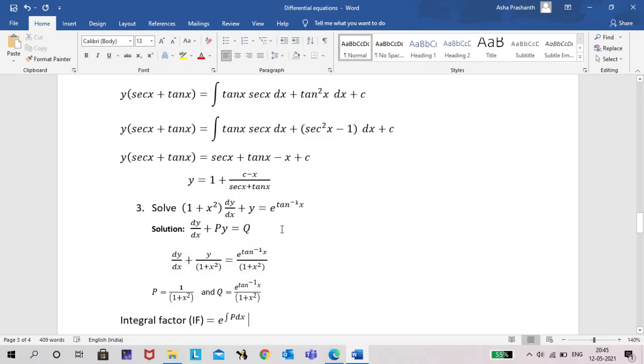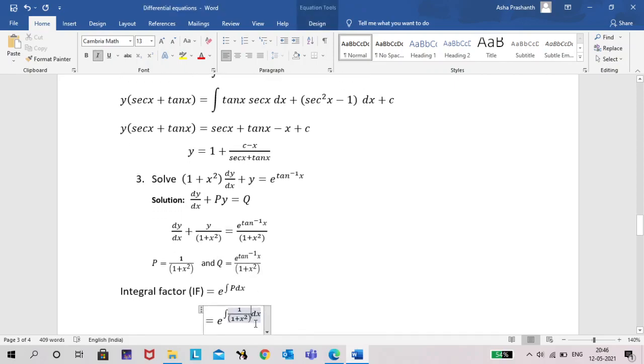Now we can compare with the standard equation. Now you can write what is the p value and what is the q value. P value becomes 1 by 1 plus x square and q value is equal to e to the power of tan inverse of x by 1 plus x square. The procedure is same. First we should find out the integral factor. So integral factor is equal to e to the power of integration of p dx. Okay, here p value is what? 1 divided by 1 plus x square dx.